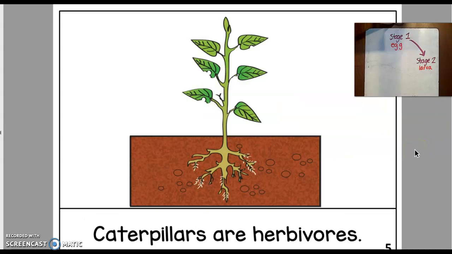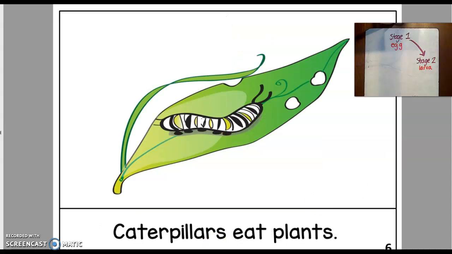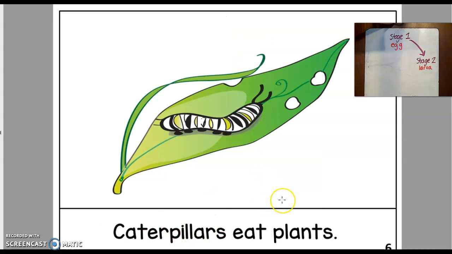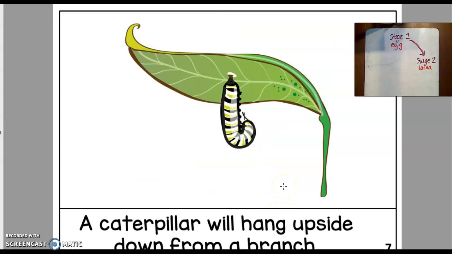Caterpillars are herbivores. Oh, we learned that in the other book we read. Did you figure out what herbivores meant? Hopefully you said plant eater. Caterpillars eat plants. Caterpillars are herbivores. Caterpillars eat plants. That tells me herbivore means plant eater.